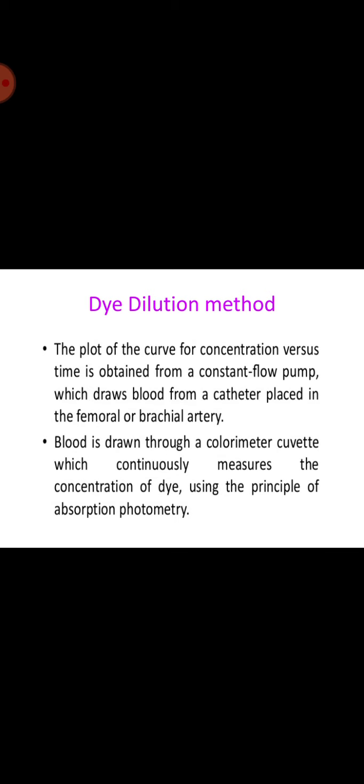So to plot the concentration curve, blood is drawn from a catheter placed in a femoral or brachial artery. Blood is drawn through a colorimeter cuvette, which continuously measures the concentration of dye using the principle of absorption photometry.